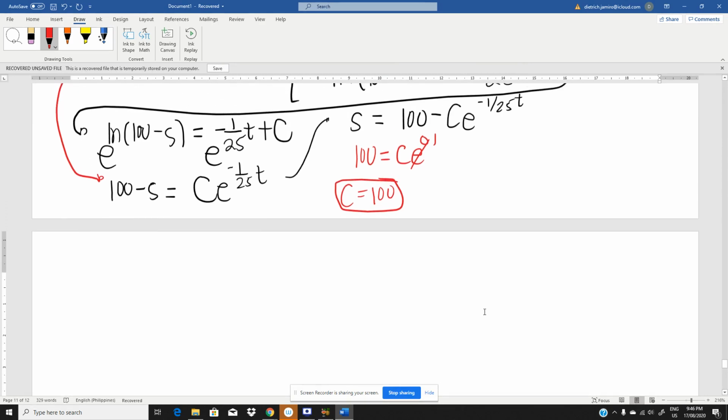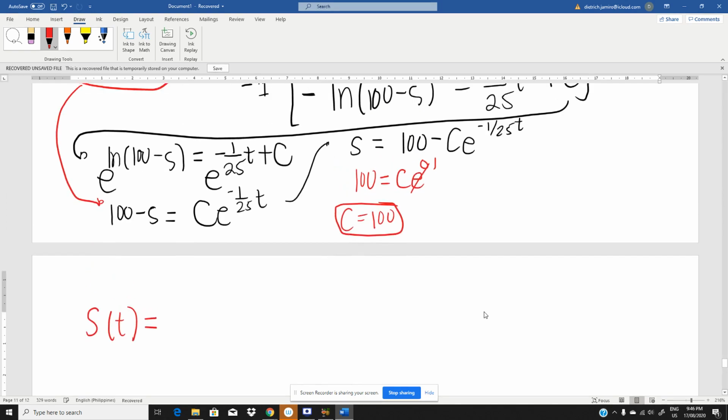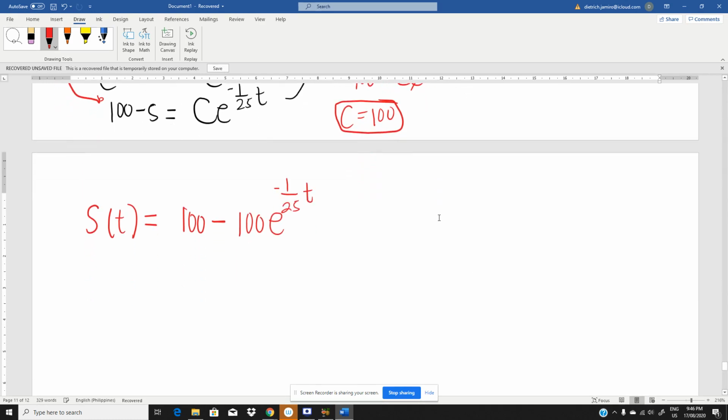So then we will substitute c into our function. So we will have s of t is equivalent to 100 minus our c, which is equivalent to 100, and then exponential of negative 1 over 25t. Factoring 100, our function will become s of t is equal to 100 quantity 1 minus e raised to negative 1 over 25t.